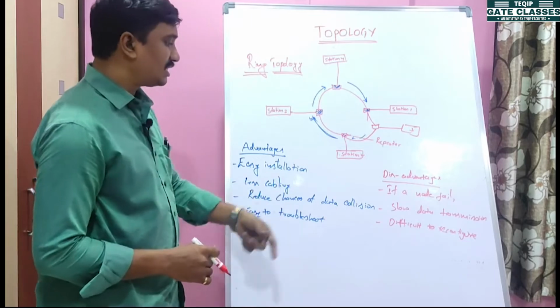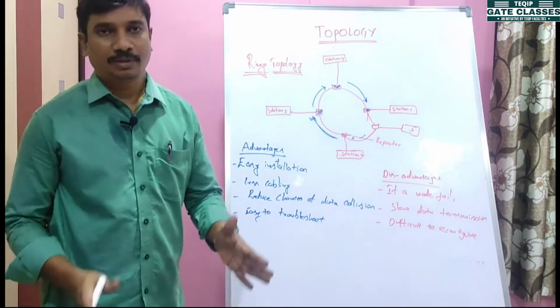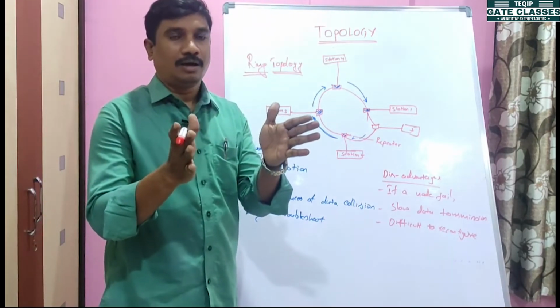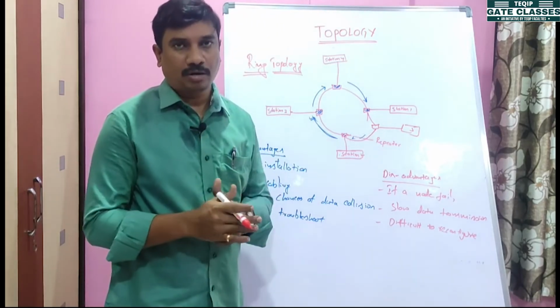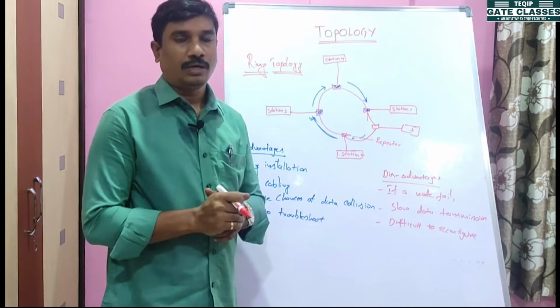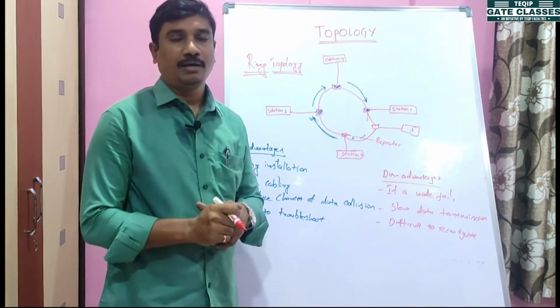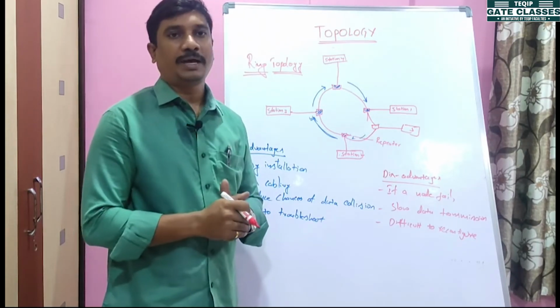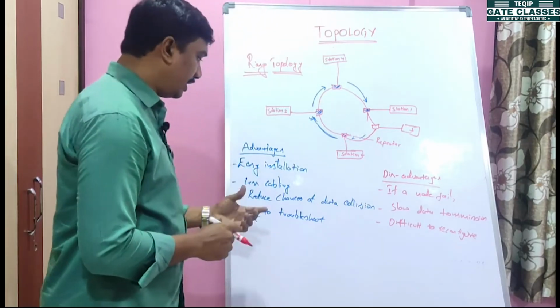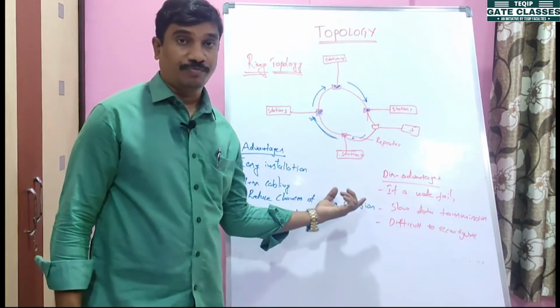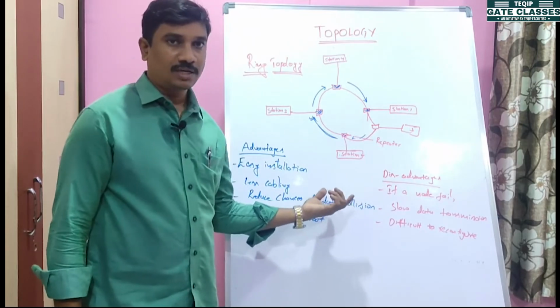Next, it reduces the chance of data collision. Collision means two packets are hitting each other. So that is called a collision. Whenever a collision happens, maybe we lose the packet. Packet in the sense the message, we lose the messages. So here we reduce the chance of collision.